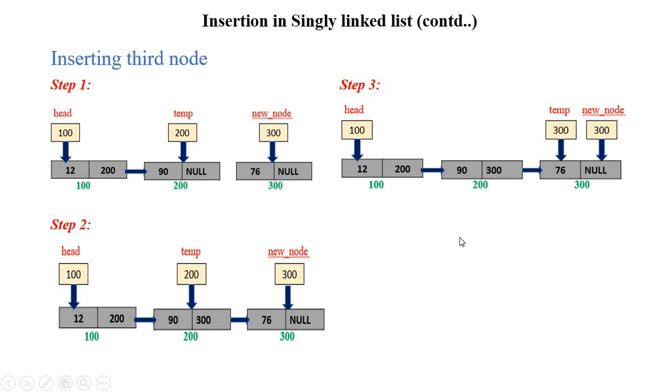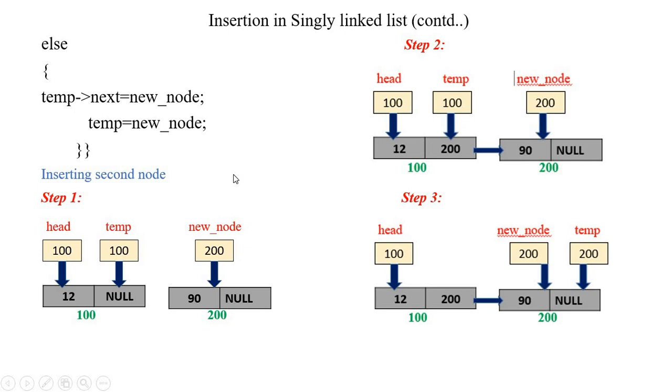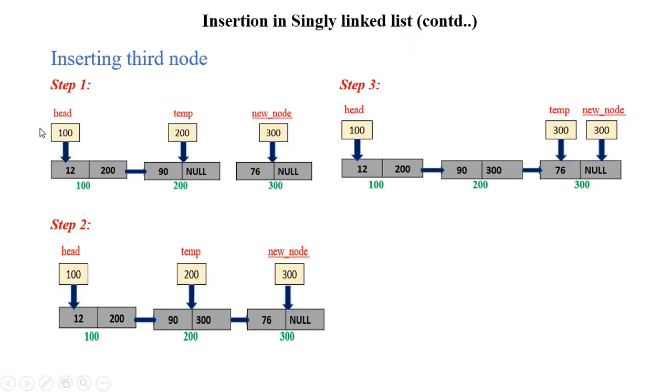Now let's get more clarity by inserting a third node. This is after inserting the second node. Up to this point we have inserted a second node. Now I have created a third node. So what happens? Again I'll enter into the loop. I'll check 2 is less than 3. Yes, 2 is less than 3. I'll enter into the loop.